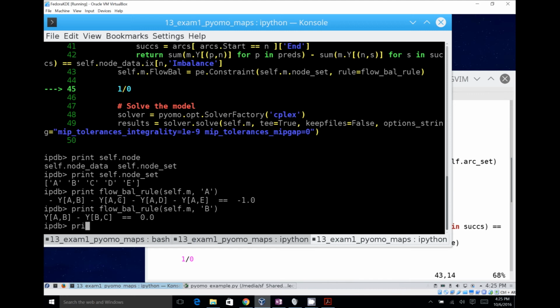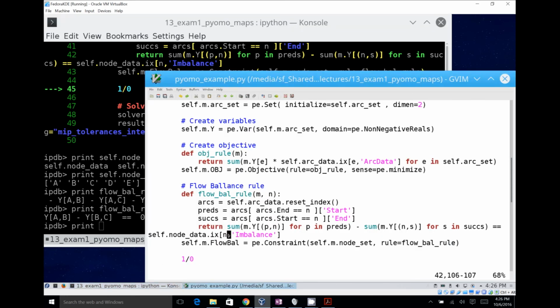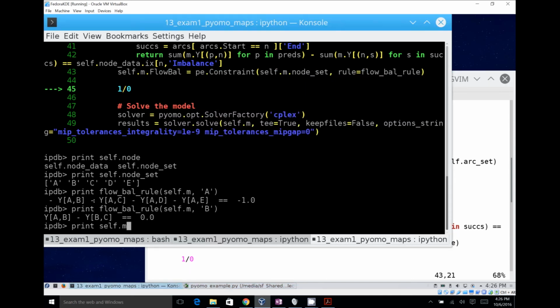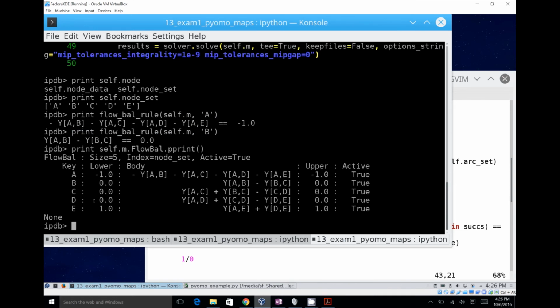So another thing you could do is take a look at this constraint object, so self.m flow balance, and you could call pretty print on it. So this is Pyomo's built-in method to print out now an entire group of constraints, right? So flow balance was an entire group of constraints, and there's one for each node. So let's read this printout. So the key here is the node for which the constraint corresponds to. So this is the constraint for node A, for node B, C, D, and so forth.